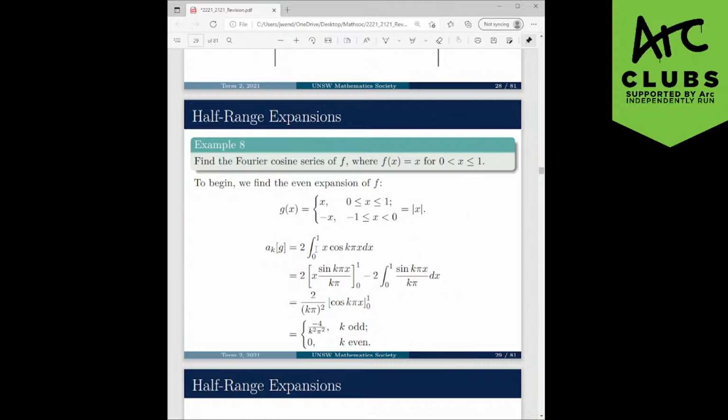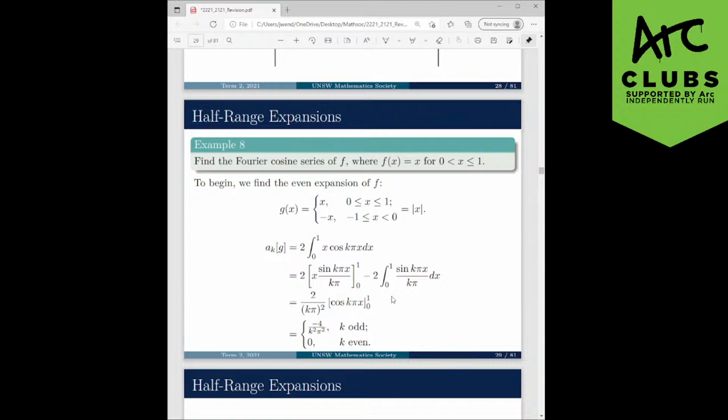So your ak will take 2 over L, your L is still 1, 0 to L, and then your f multiplied by cosine k pi x on L. So your f is x, your cosine k pi x on L is just cosine k pi x. This is an integration by parts where you're differentiating the x and integrating the cosine k pi x. Doing your usual substitutions here, sine of multiples of pi just goes to 0. So this entire first term over here just disappears, and you just need to integrate sine k pi x again to become cosine k pi x over k pi. Sorry, negative cosine k pi x over k pi. So those two negatives become a positive. That's where that negative disappeared off to.